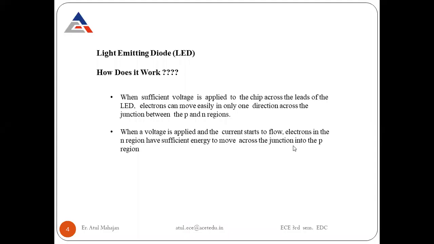So when voltage is applied to your LED circuit and we provide the forward bias voltage, electrons have high mobility as compared to holes. So electrons start moving from the N region towards the P region with a sufficient amount of energy. That is what is actually happening in LEDs.